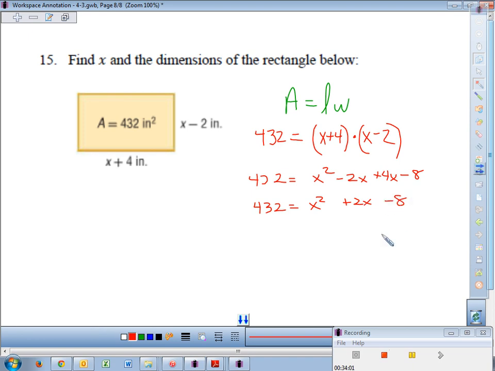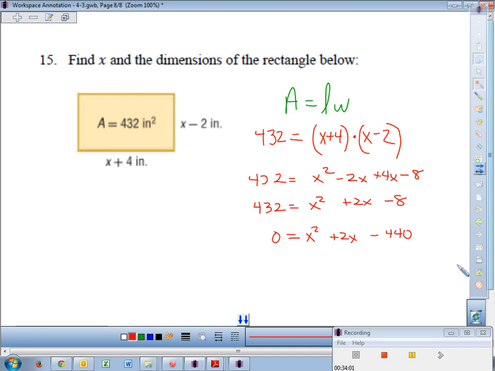And then once you've got it all FOILed out and nicely expanded, being how it's a quadratic, especially since it's got an x to the first and an x to the second in there, you probably better get it equal to 0 after that. And a negative 8 and a negative 432, isn't that a negative 440? Yeah?